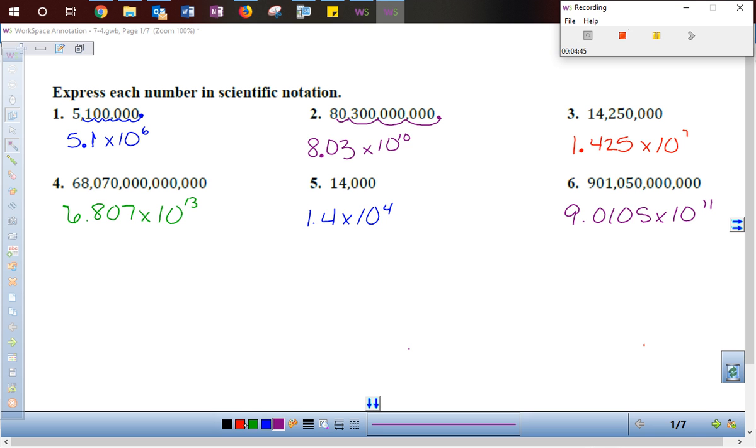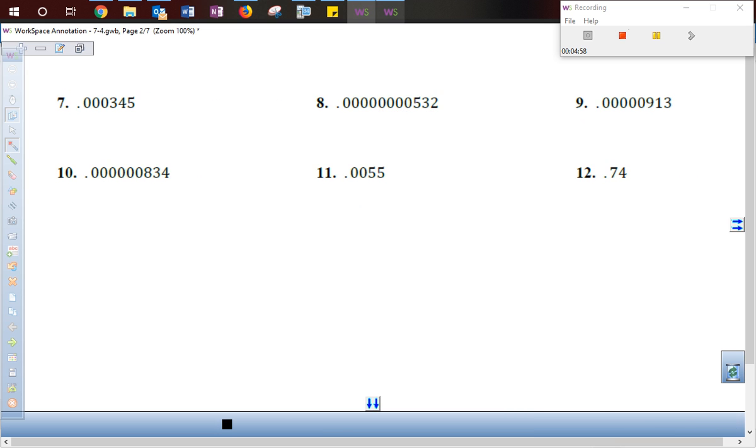So on number 4, I hope that you got 6.807 times 10 to the 13th. On number 5, 1.4 times 10 to the 4th. And on number 6, 9.0105 times 10 to the 11th. On number 7, notice this is not a really large number. Instead, it's a very small number. It's much less than 1.